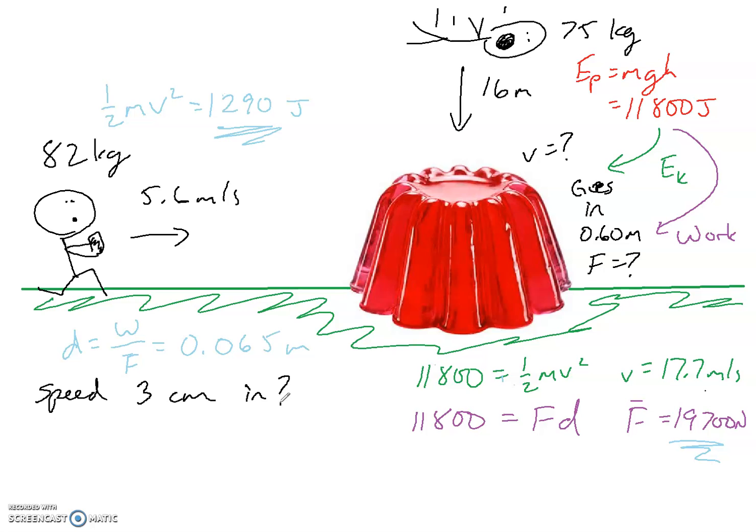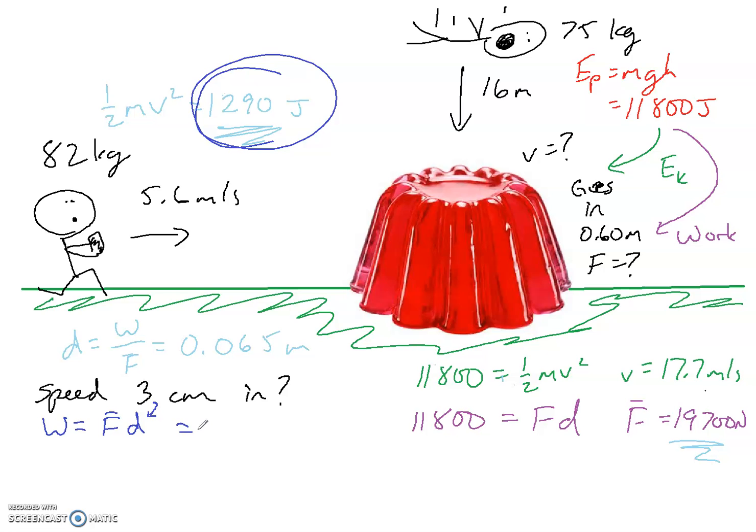How fast was he still going 3 centimeters into the jello? Okay, so he's going into the jello 3 centimeters, and obviously still going, so it's almost halfway there. But let's see how fast he was going when he was 3 centimeters in. All right, well, the kinetic energy he started with hasn't changed. He's still starting with 1290, but as he goes in, the jello is going to do work on him, which is going to be force times distance, and that would be 3 centimeters.